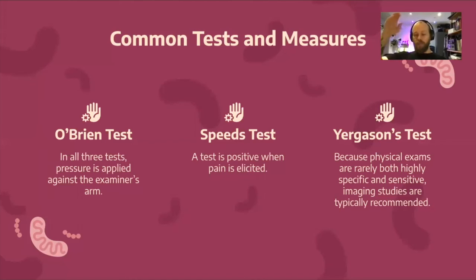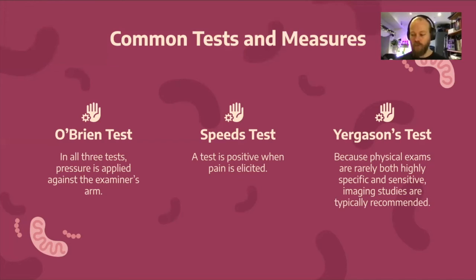So you have the O'Brien, Speed, and Jurgensen's test. In all three of these, the same basic mechanism is true. The examiner places pressure against the arm, and the patient is then instructed to resist that pressure. In all three tests, a test is considered positive when pain is elicited upon resistance. Again, because no particular physical exam is both highly sensitive and highly specific, this is typically combined with imaging studies. And so we'll go look at a couple of those.